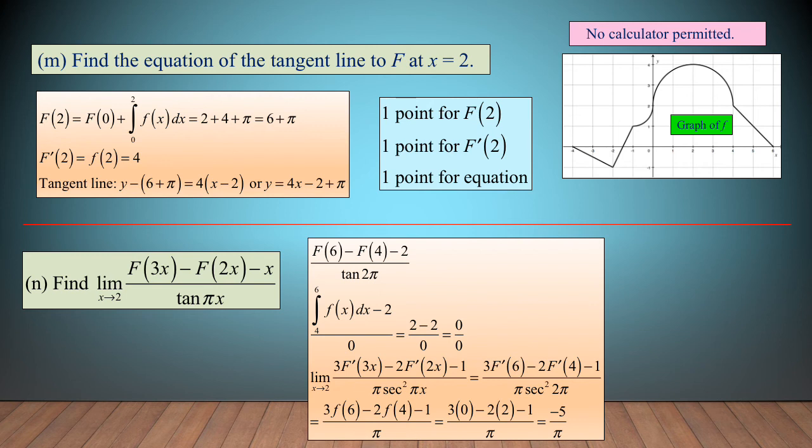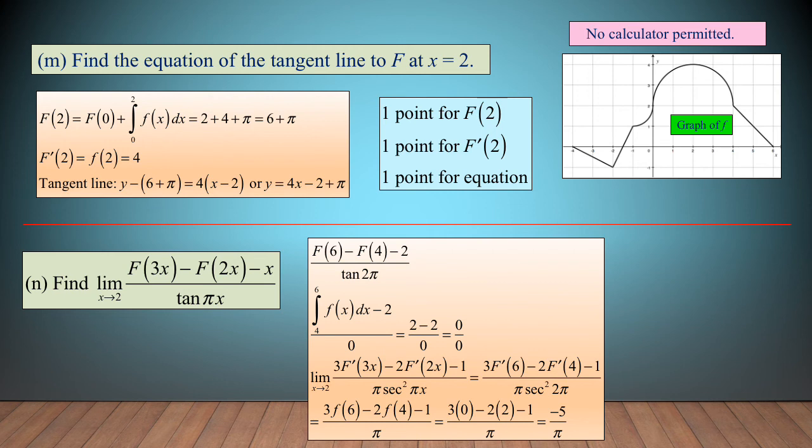Minus 2 over 0, and we get 0 over 0. So we will now use L'Hopital's rule, and we get the limit as x approaches 2 of the derivative of f of 3x, which is 3f prime of 3x, minus 2f prime of 2x, minus 1 over the derivative of tangent of pi x, which is secant squared of pi x times pi.